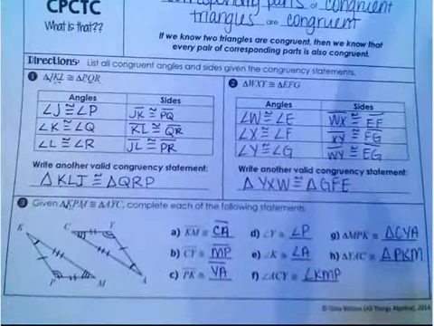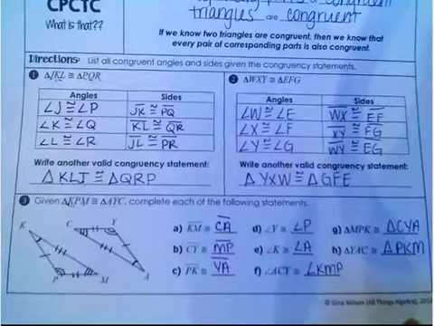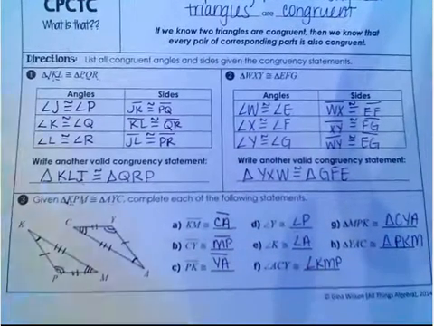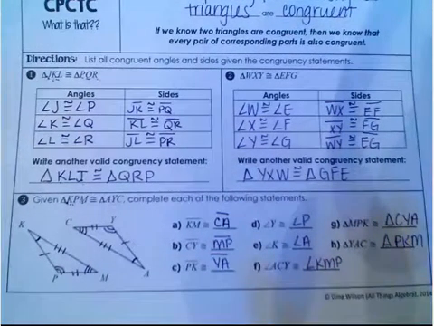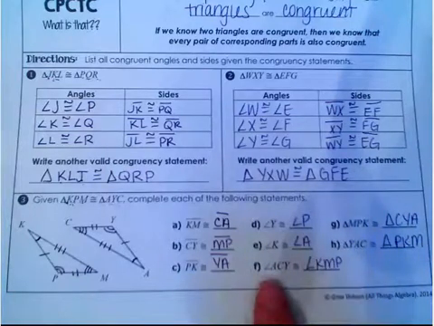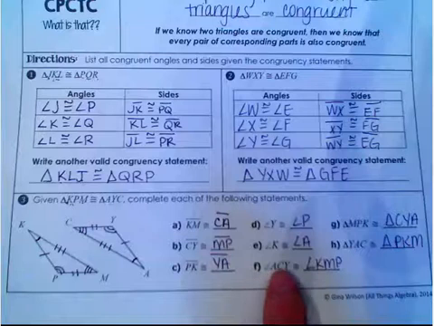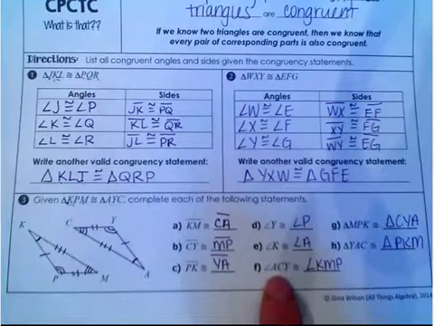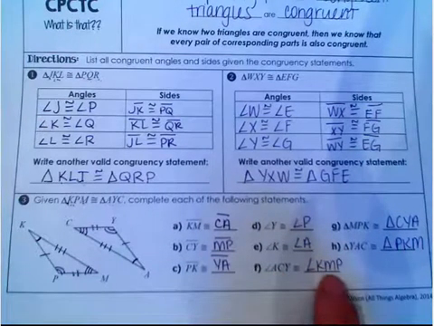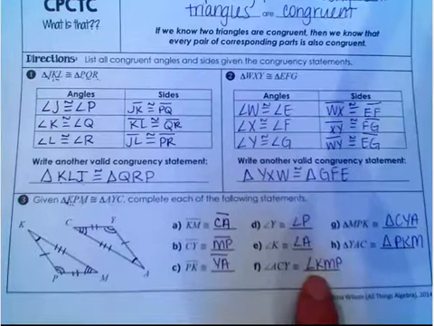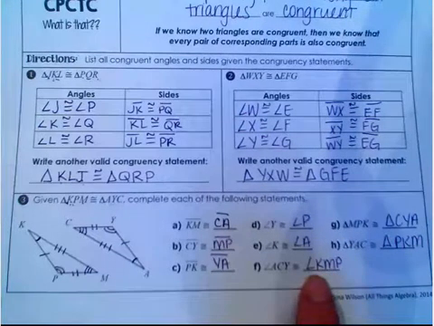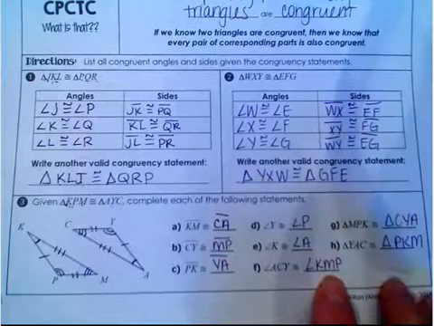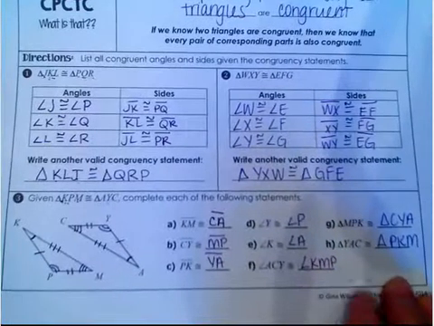Okay, so go ahead and take a second to check your answers. For letter F, the order of these 2 outside letters doesn't matter as long as you have the correct vertex. So if you put angle PMK, that would also be fine. That means the same angle, as long as the correct vertex is in the middle.